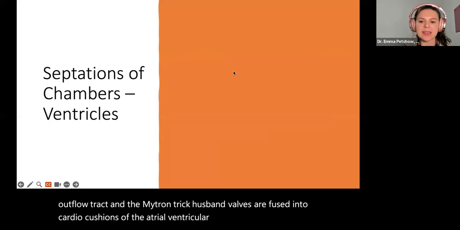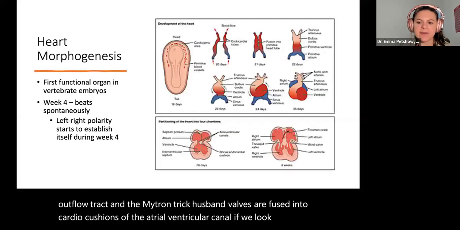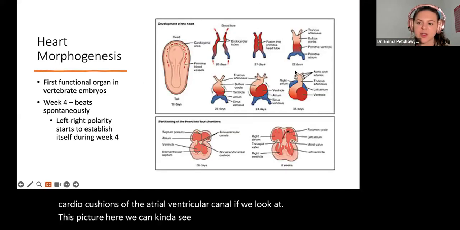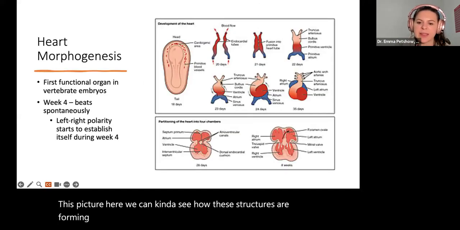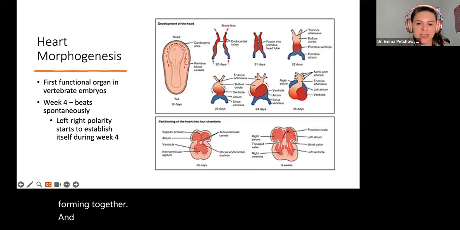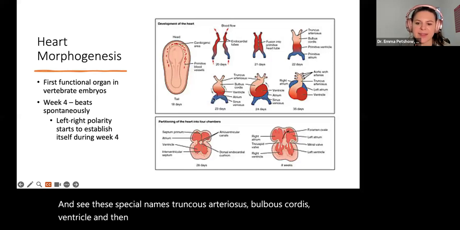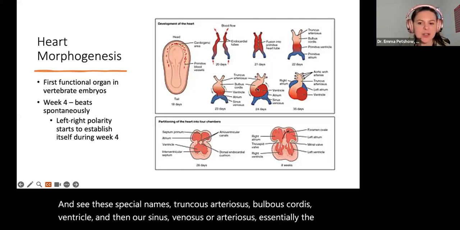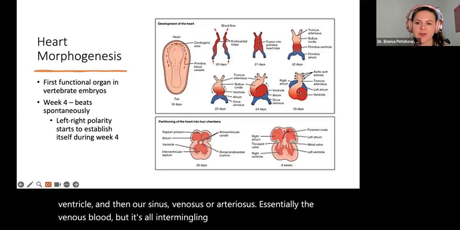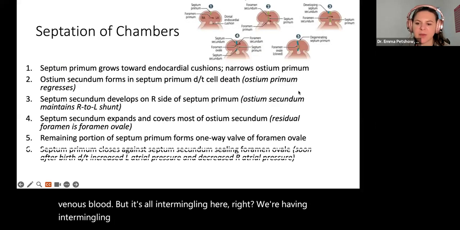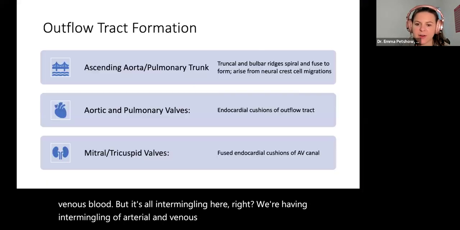If we look at this picture here, we can kind of see how these structures are forming together, and see these special names: truncus arteriosus, bulbus cordis, ventricle, and then our sinus venosus, essentially the venous blood, but it's all intermingling here, right? We're having intermingling of arterial and venous blood until after birth.